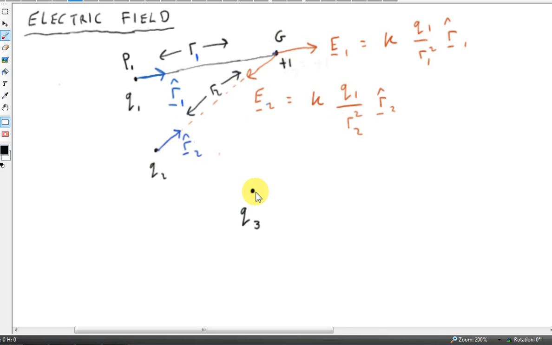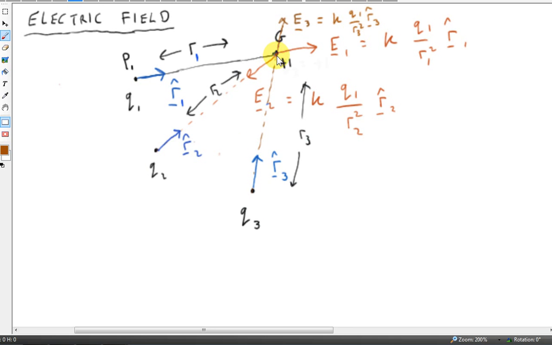We could imagine yet another charge Q3 and the electric field at G due to Q3. Again, if Q3 is positive, then the electric field will be in this direction, pointing away from Q3 and along the line joining Q3 to the point G. And we can call this electric field E3. That's assuming that Q3 is positive. If Q3 is negative, of course, E3 will be in this direction. So vector E3 is given by K times Q3 over R3 squared times unit vector R3.